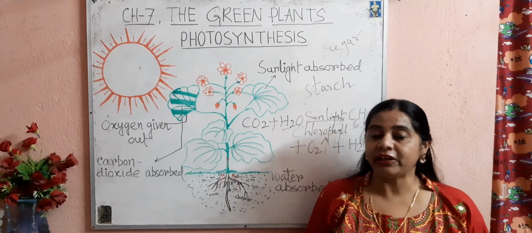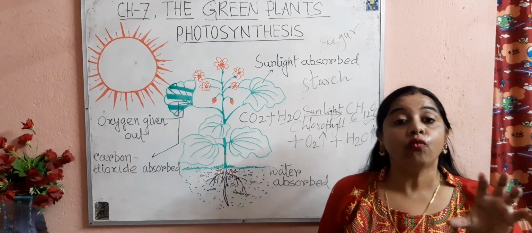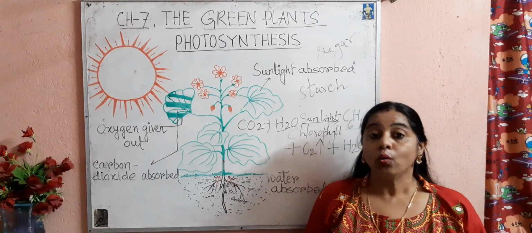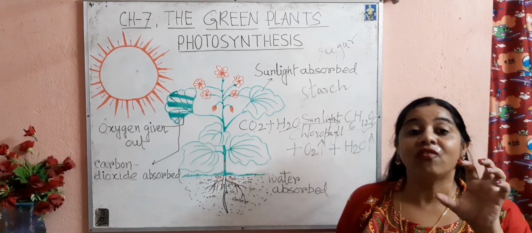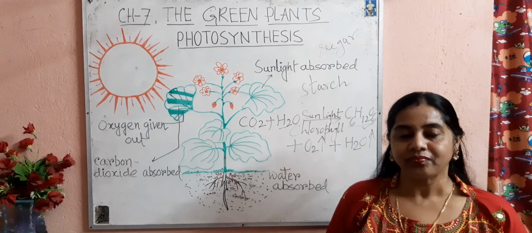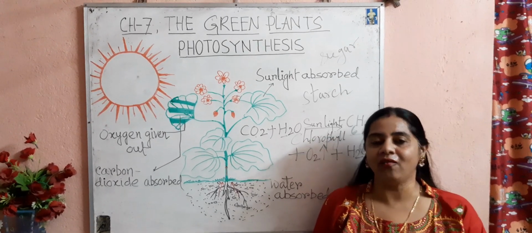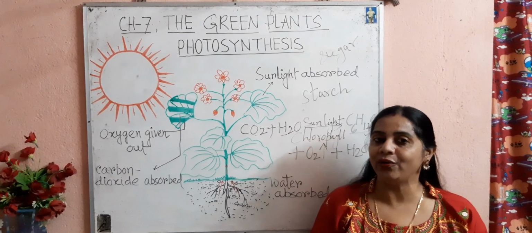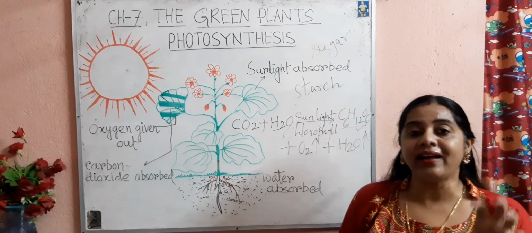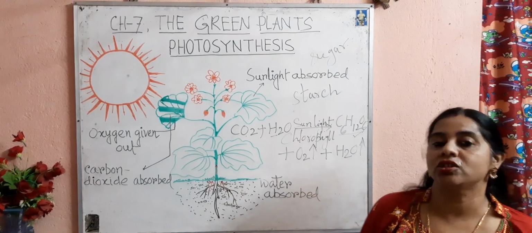We eat fruits of different plants because the food is stored in the fruits of the plants. Understood? We also eat, students, the flowers of some plants. Yes, flowers of some plants. Drumstick flower we eat. Pumpkin flower we eat. Cauliflower we eat. Because the plant stores the extra food in the form of starch in these parts of the plant.